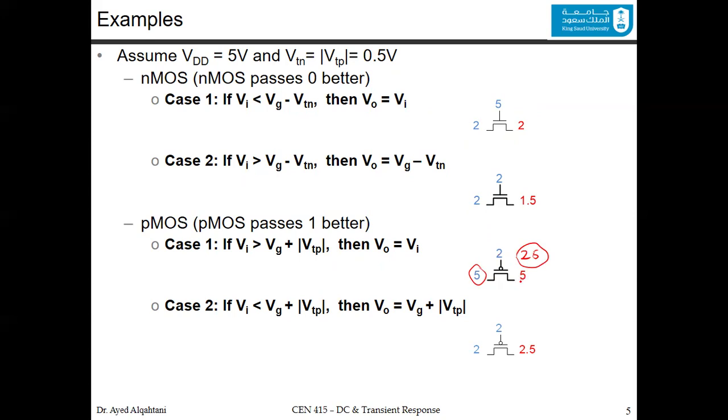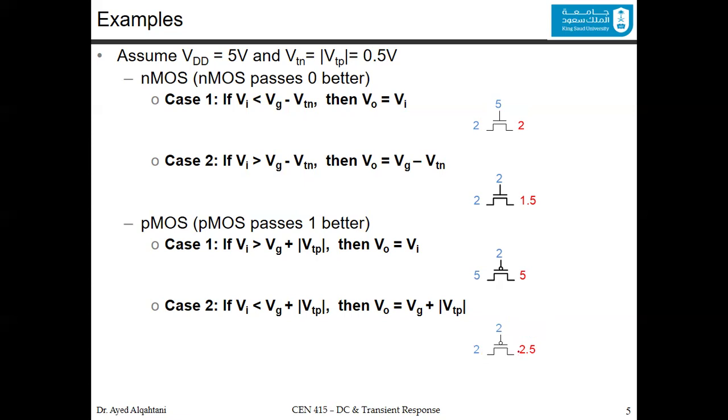For this one, you have 2, and you add to it the absolute value of the V threshold of P, which is going to be 2.5. And now you compare this one to 2, and you take the maximum, and the maximum now is the one in the gate, which is 2.5.